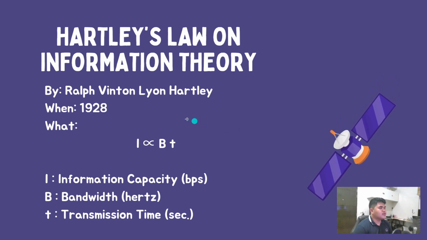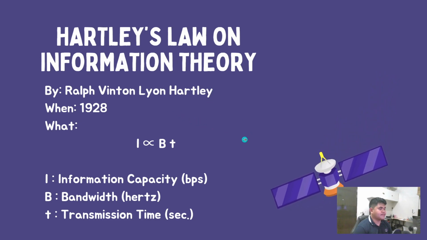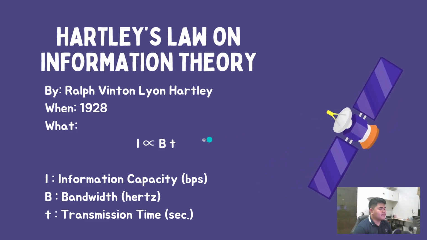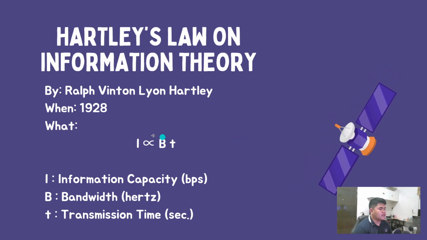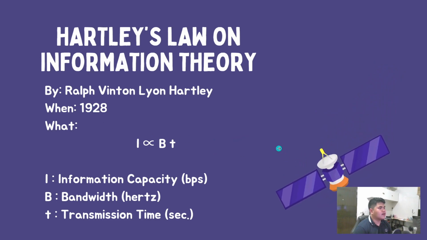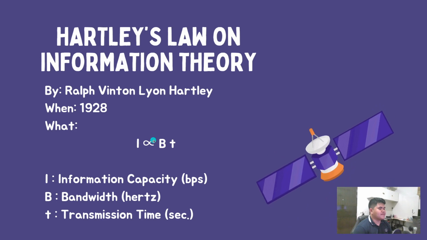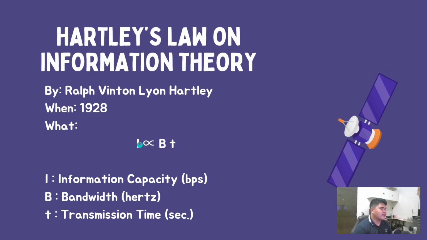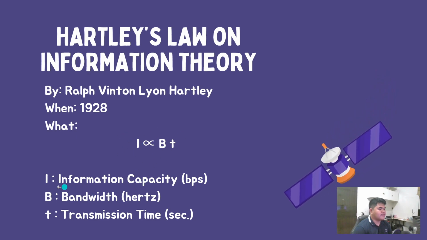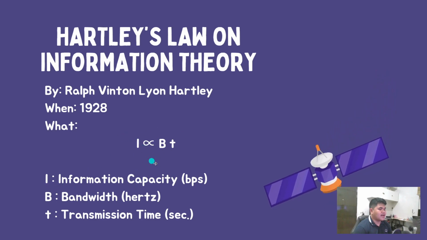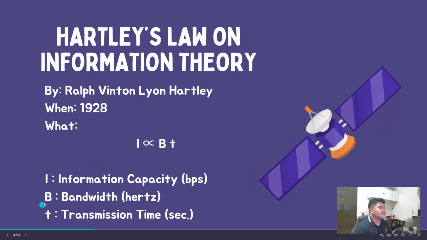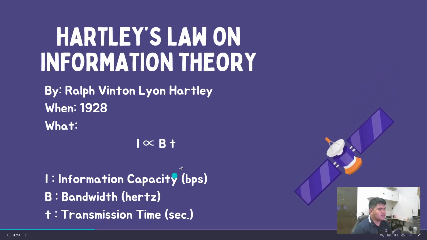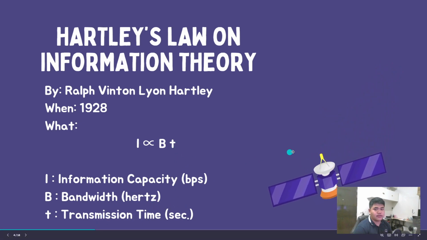This was made due to Hartley's law of information theory. Hartley's law was made by Ralph Vinton Lyon Hartley in 1928. According to Hartley, information capacity is directly proportional to bandwidth and time. In this equation, we can see that information capacity is represented by I, which is in bits per second. Bandwidth is represented with letter B, which is in hertz, and transmission time is represented with small letter t, which is in seconds.